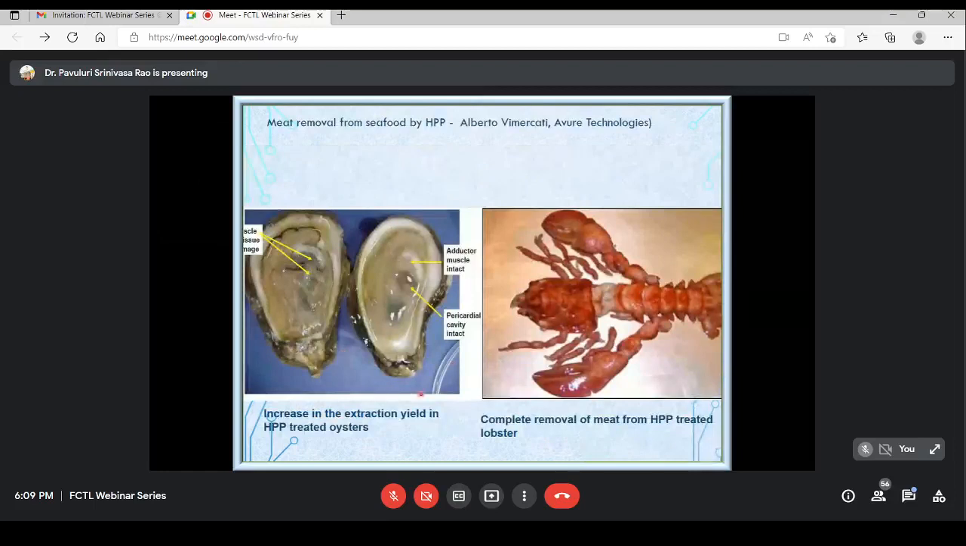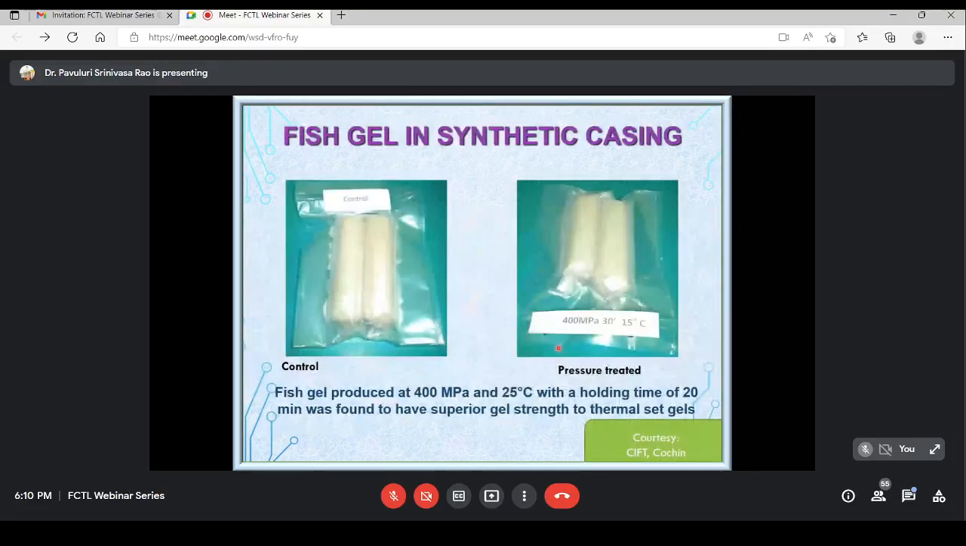And the same thing, of course, here one can see the crab has been treated with high pressure processing, and each and every component can be separated out. That means the complete meat can be taken out, even from the narrowest legs also. So the meat can be taken out. That means 100% meat yield is possible with lower microbial count. And this study has been conducted by Avure at their facility.